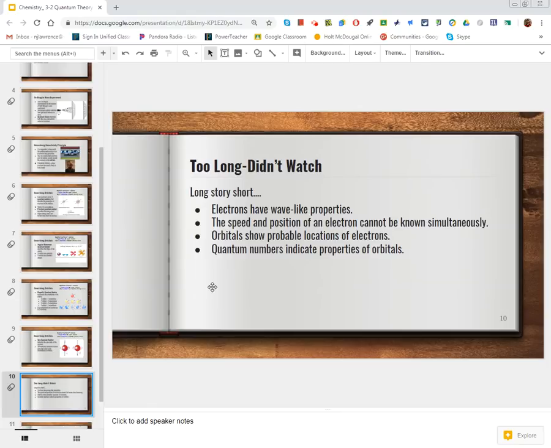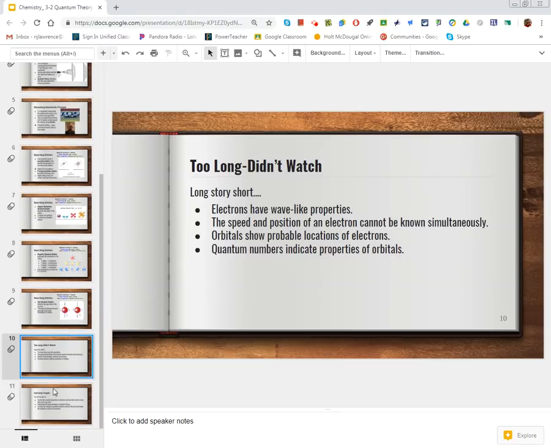So again, long story short, our electrons have wave-like properties, which we saw by the double slit experiment. The Heisenberg uncertainty principle tells me that the speed and the position of an electron cannot be known at the same time. If we want to study one, we have to forfeit the right to know about the other one. The orbitals are showing the probable locations of electrons, and then the quantum numbers are like an address. They just show me the properties and give me more details about the electrons and their different orbitals.